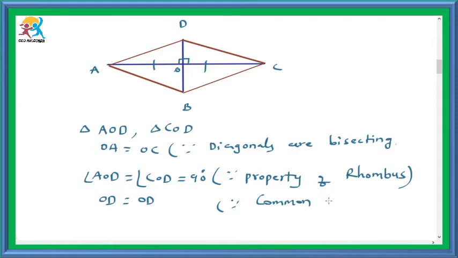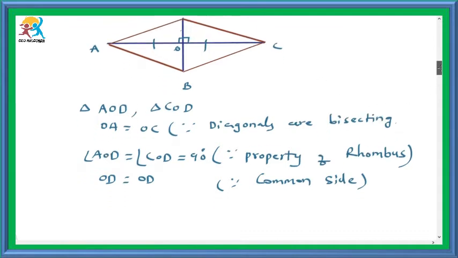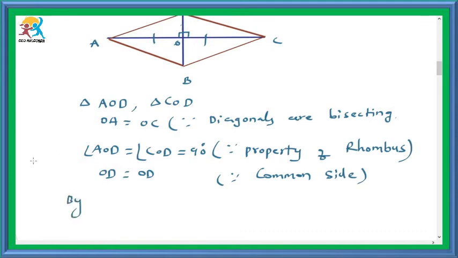By which property are these two triangles congruent? We have chosen one side, another side, and between the two sides one angle. So this is the SAS property, not the RHS property, because in the RHS property we have to use the hypotenuse. Here the hypotenuse is AD, we are not using this. By SAS property, triangle AOD is congruent to triangle COD.